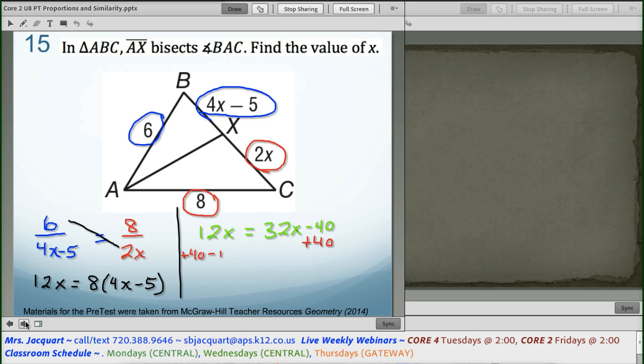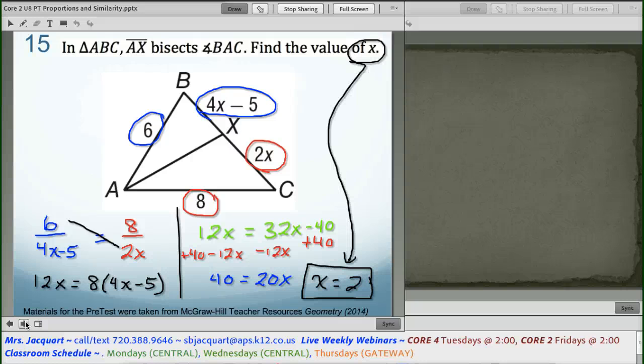Subtract 12x. So this gives me a positive 40 equals 20x. Divide by 20 and x equals 2. X equals 2.